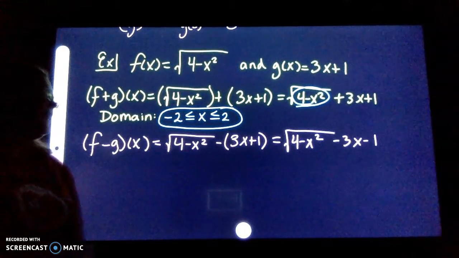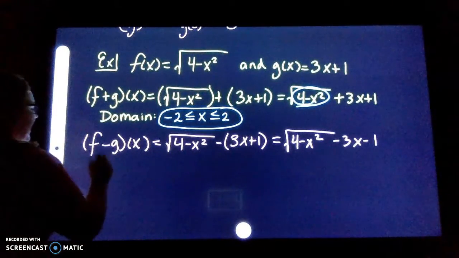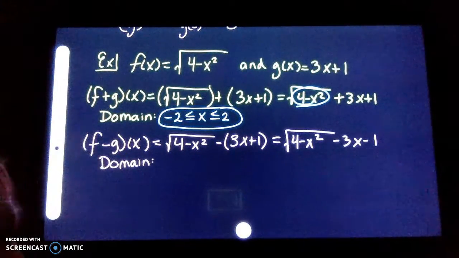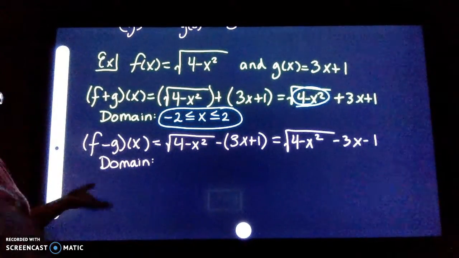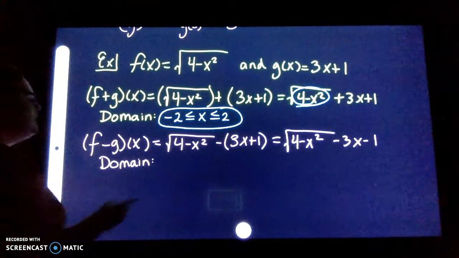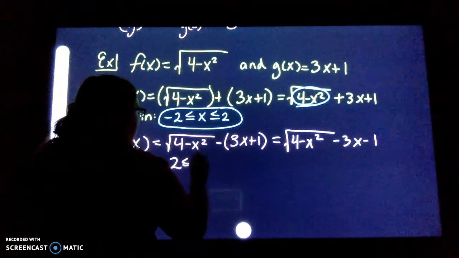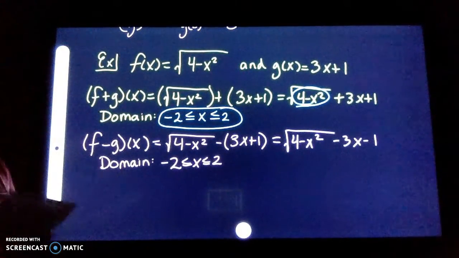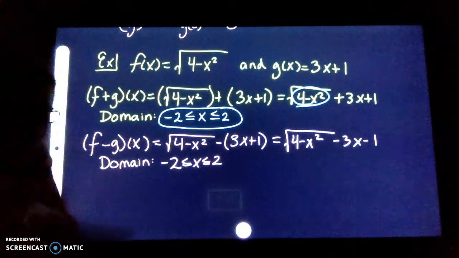Just like before, I'd like to identify my domain. I already know that it's probably going to be the same as my addition domain was because my radical didn't change, and it's still the only exception I can have for x values. So again, my domain is going to run only from negative 2 to positive 2. You could also write this as an interval if that's what you wanted to do.